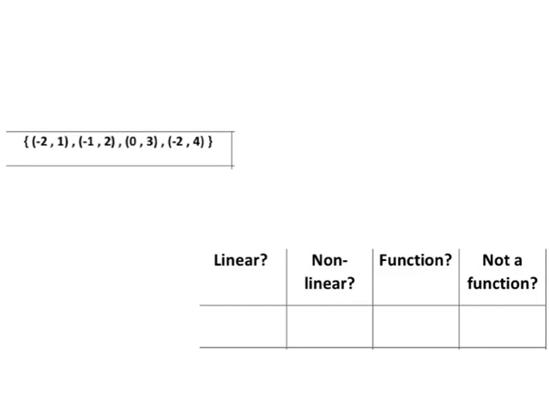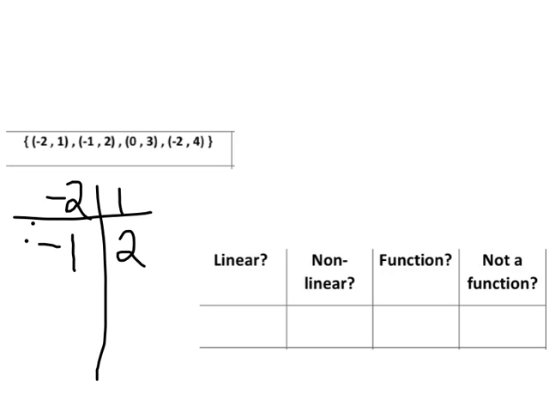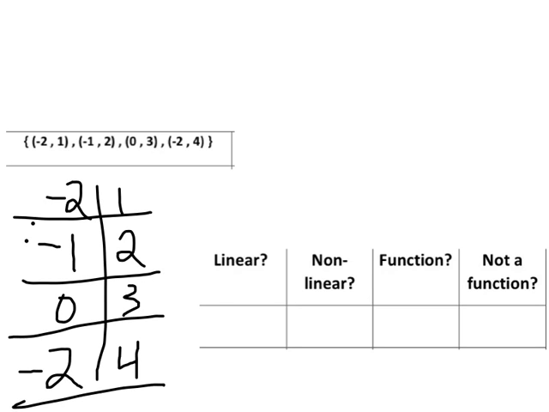The next one, we have a set of points. When we have a set of points, what do we want to do? We want to rewrite these points in a table. So we'll have -2, 1, -1, 2, 0, 3, and -2, 4. Answer the questions. Is it linear? And is it a function?